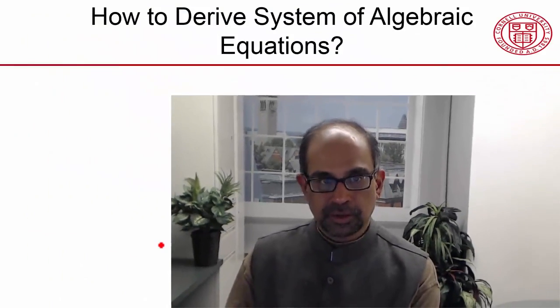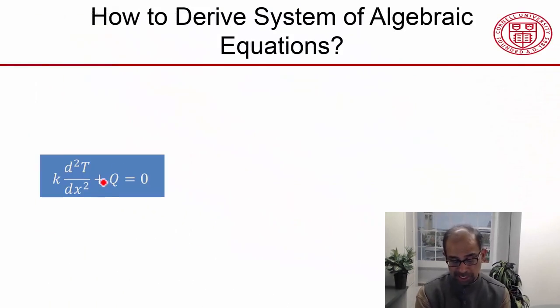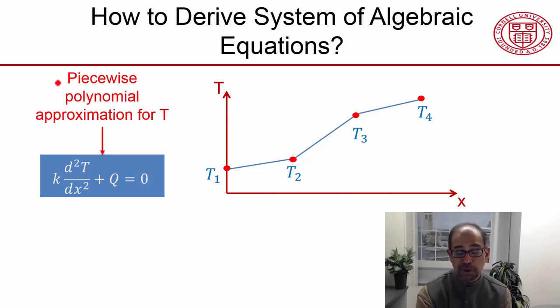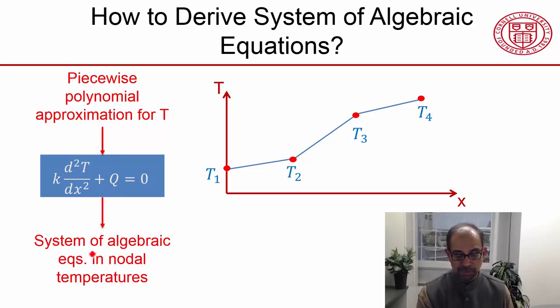Let's look at how to derive the system of algebraic equations starting from our boundary value problem. So we have our differential equation and we have boundary conditions, which I haven't shown here in the interest of brevity. And we have the shape for the temperature that we have assumed. So the first thing that occurs to me is, I can take that shape, my piecewise polynomial approximation for temperature, and plug it in here, and maybe I'll get my system of algebraic equations in the nodal temperatures.